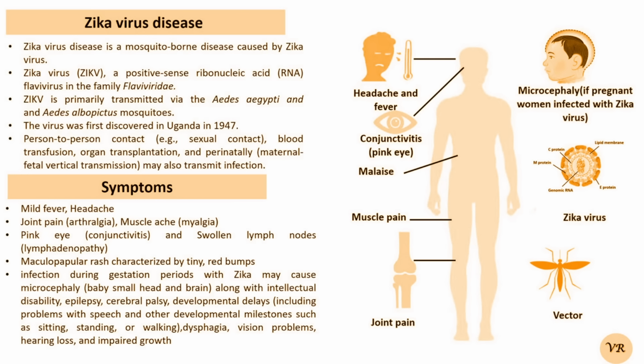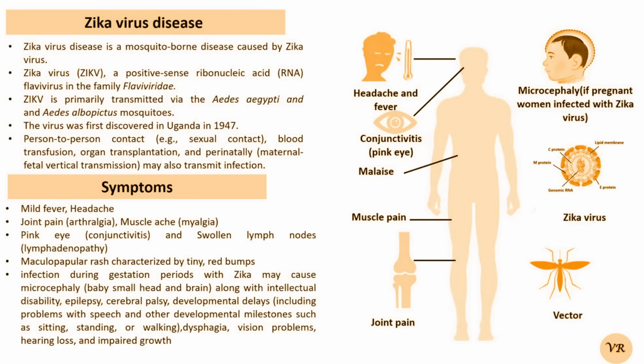Zika virus disease is an illness caused by the Zika virus, which is primarily spread through mosquito bites, especially the Aedes mosquito, the same ones that transmit dengue and chikungunya. It can also be transmitted through sexual contact, blood transfusion, and from a pregnant mother to her baby.